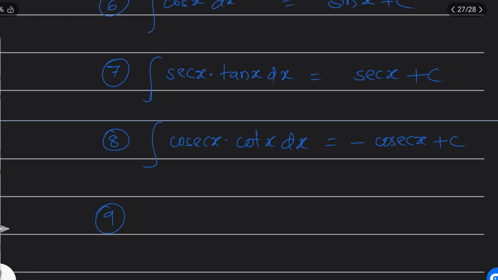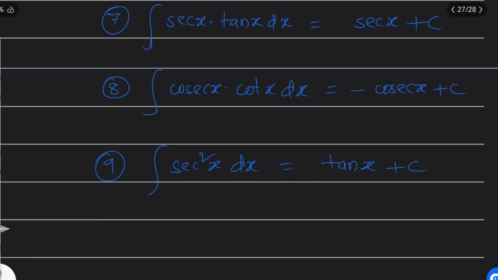Similarly, the integration of sec square x dx. What is the integration? What is the differentiation of tan x? It was sec square x. So the integration will be tan x plus c.